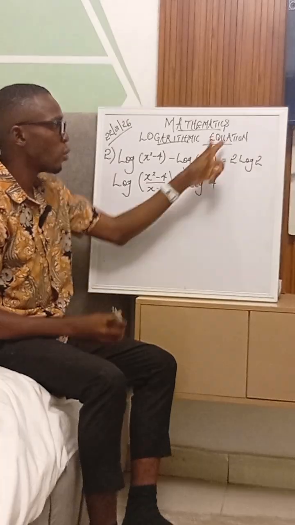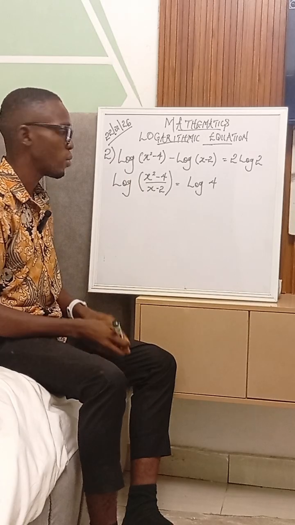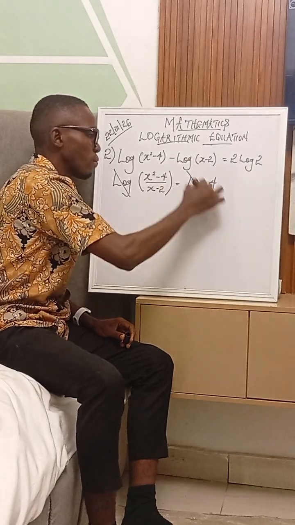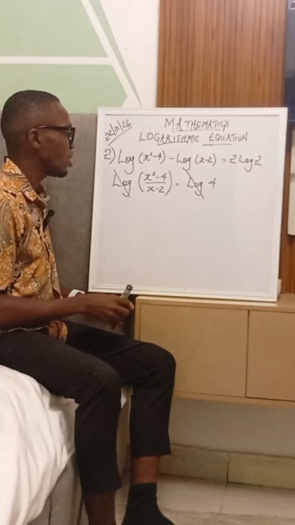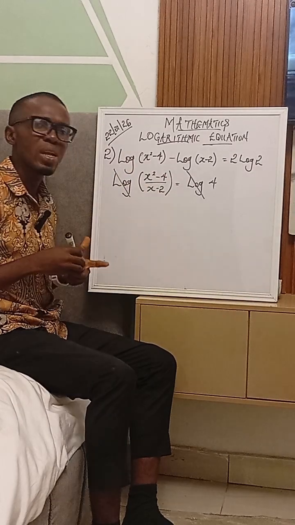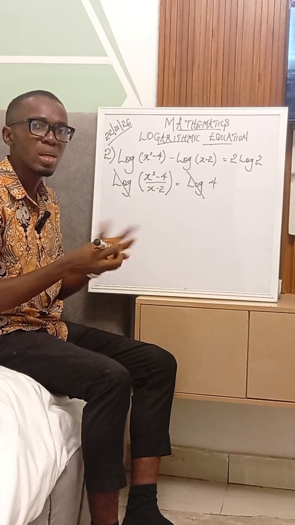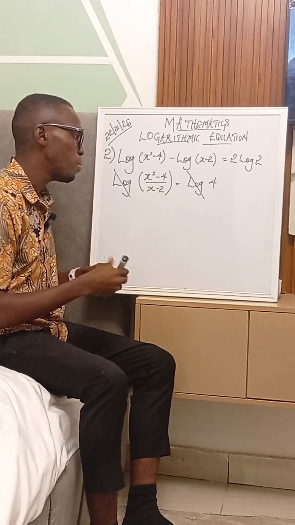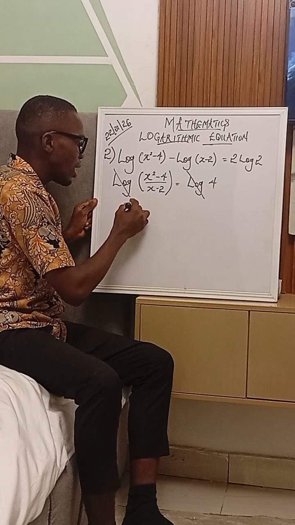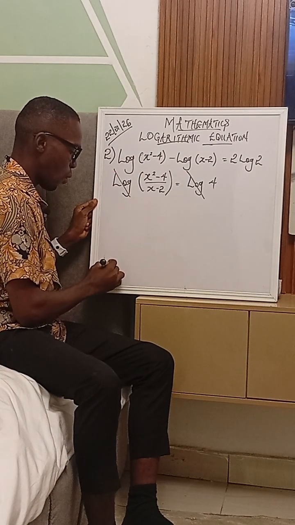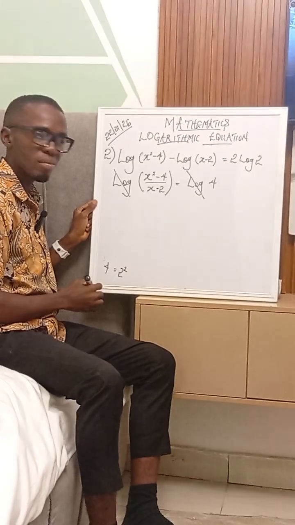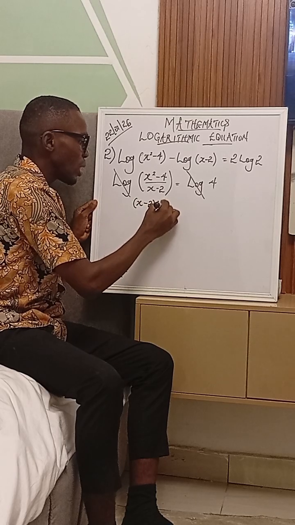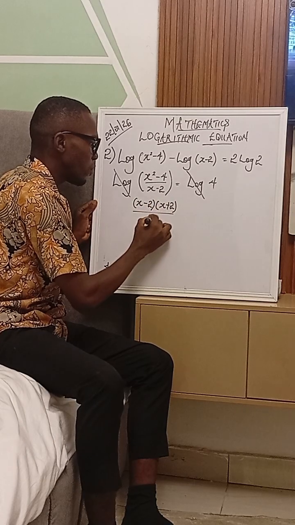I believe we understood how it is 4: the 2 coming over here becomes 2 power 2, that will give us 4. Now here and here, they have a single log on both sides. They can cancel out each other, very simple. When they cancel out, if you look at this very well, and you are familiar with the difference of two squares, which is a squared minus b squared equals a minus b multiplied by a plus b, I can express 4 as 2 squared. It therefore means that x squared minus 4 can become x minus 2 times x plus 2, all over x minus 2.